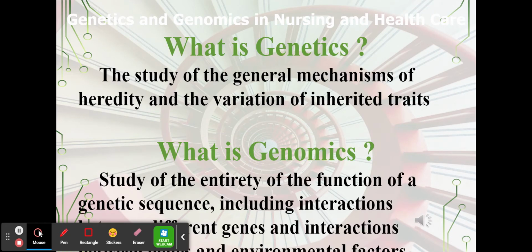Okay, so what's the difference between genetics and genomics? When I first told my family that I was teaching this course, my husband said, "Well, I know what genetics is. What's genomics?" The difference is subtle. A lot of people use them interchangeably, but genetics is your basic, pure science of the mechanisms of heredity and the variation of inherited traits. Genomics is broader. It's more applied science. It's the study of the entirety of the function of a genetic sequence, including interactions among the different genes and interactions between genes and environmental factors. It includes therapeutics. It includes anything that has to do with the genome.